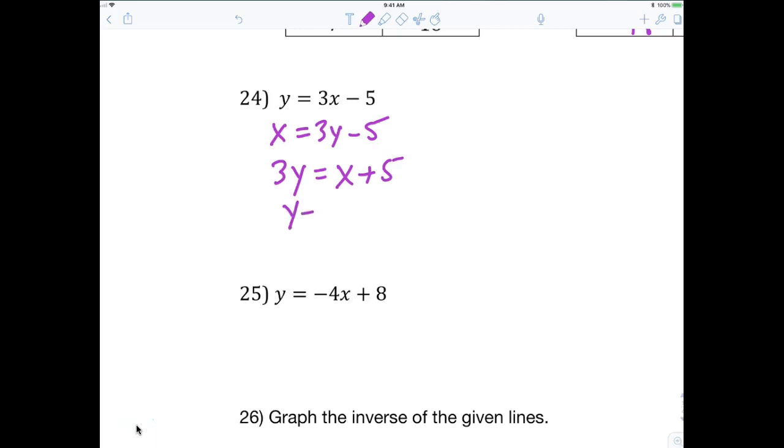So then it becomes y equals 1/3 x plus 5/3. Yes, you can do that. You can leave it like that if you want also. Everybody good with that? If you leave it as 1/3 x plus 5/3, I'm totally okay with that.